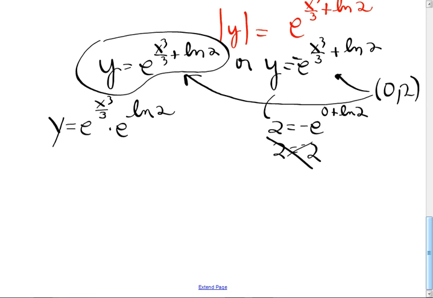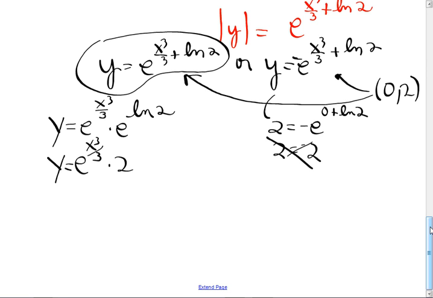Polynomials, when you add the plus c, does shift it vertically. Exponentials doesn't work that way. So be careful with that. Okay, Ellen? So this is y equals e to the x cubed over 3 times, what's that? E to the log of 2 is just 2.